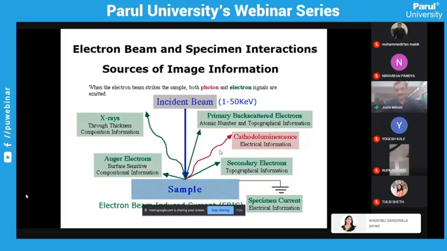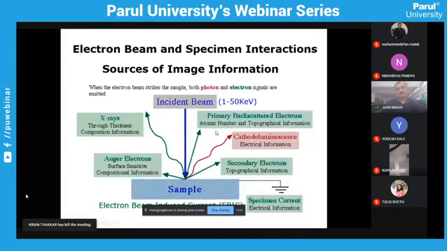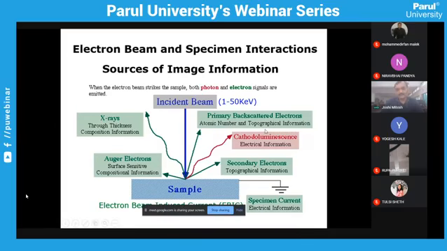When electron beam and specimen interactions occur, you primarily have backscattered electrons. By backscattered electrons, you can get atomic number and topographical information, like which element is present. By cathodoluminescence, you can identify electrical information. With secondary electrons, you can have topographical information. Again, it is the same as backscatter, but as I said, electrons go much deeper inside the material, so you have an in-depth analysis of the material.